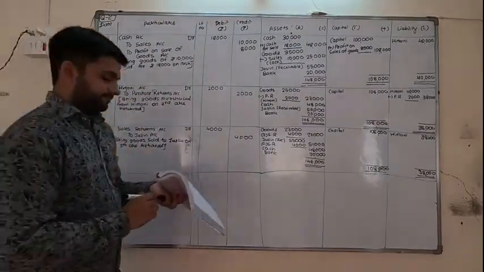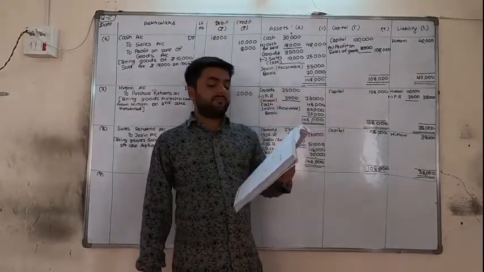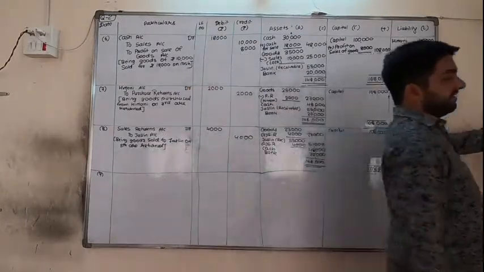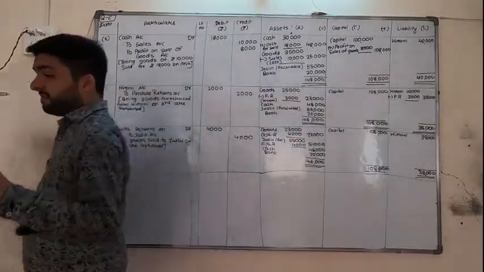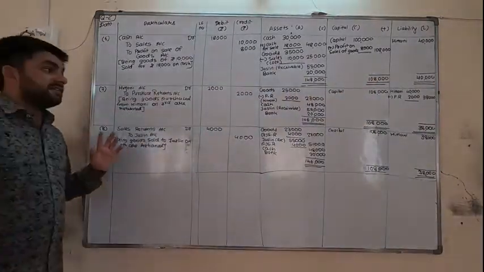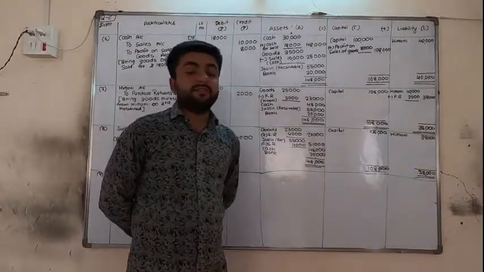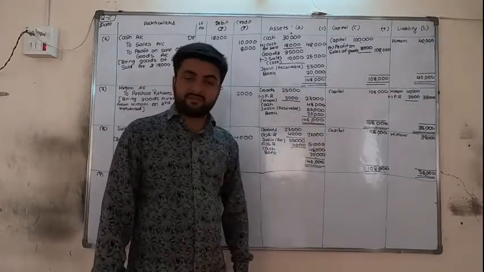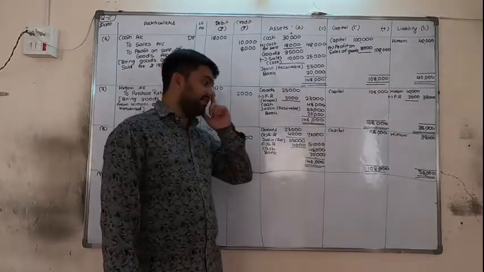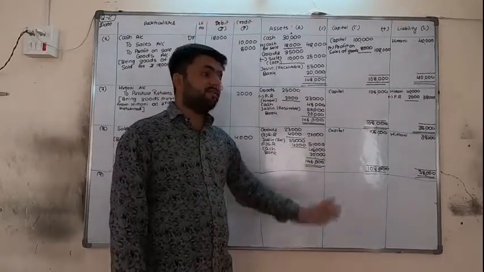Number 9 is very important. Accounts are settled with Himani and Jocelyn. Accounts are settled means the payment is done to Himani and received from Jocelyn. Why to Himani? Because we have to pay Himani 38,000. We have to receive from Jocelyn 51,000. And what we have to receive is cash and what we have to pay is cash.